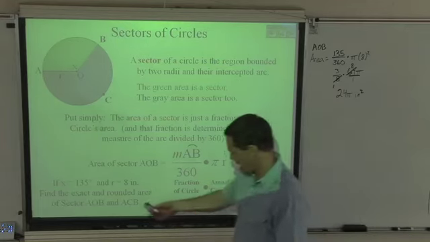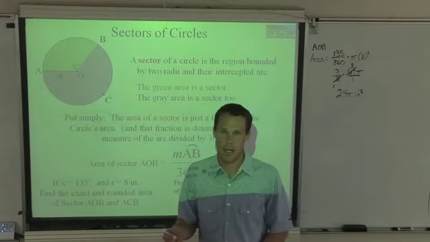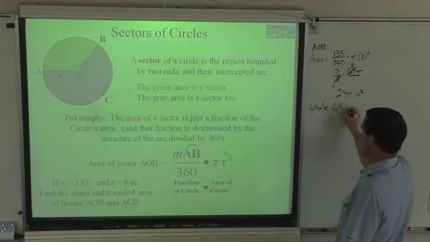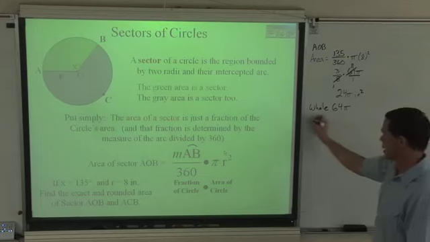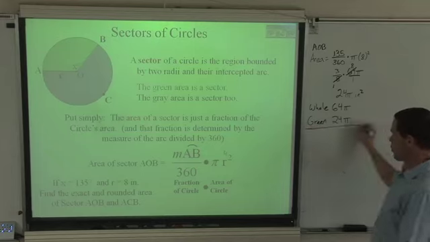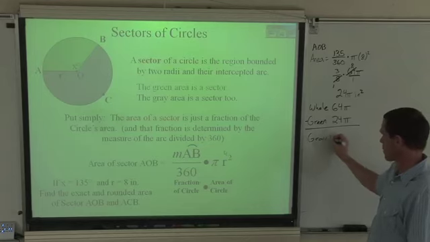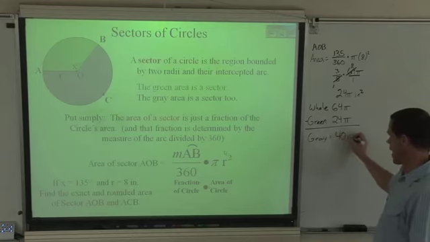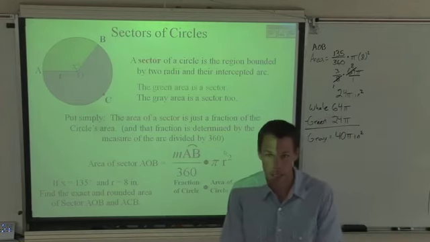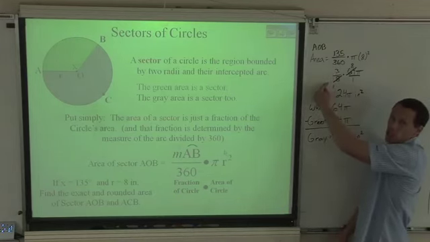Now we also said, what about ACB, which is the gray sector? Well, there's two ways to think of it. At this point, we know that the whole area is 64 pi, and we know that the green part is 24 pi. So with a little subtraction, if you take the whole and subtract the green, you get the gray at 40 pi inches squared. Now we could have also done it by noting that the gray represented the other 5/8 of this circle.